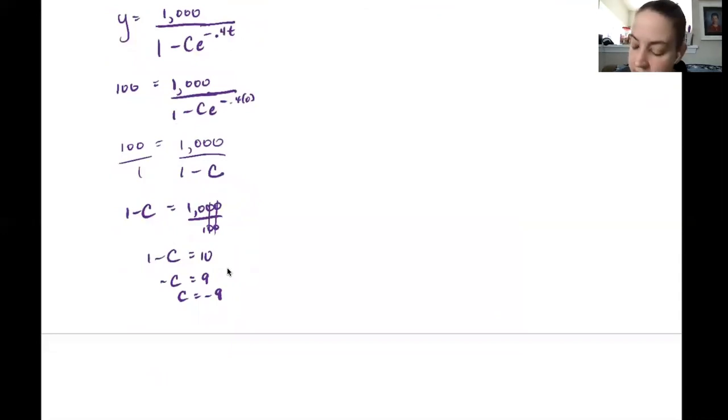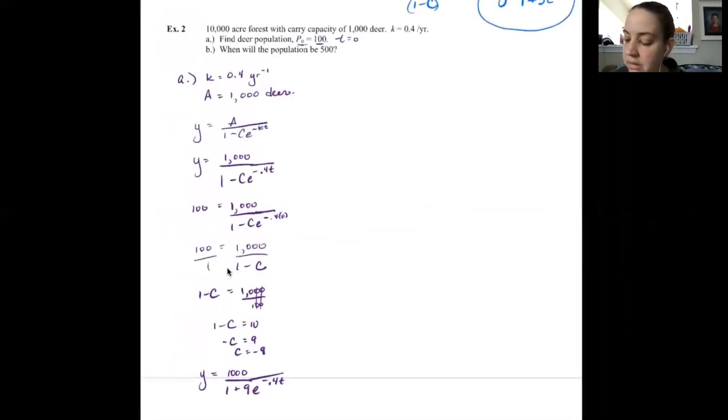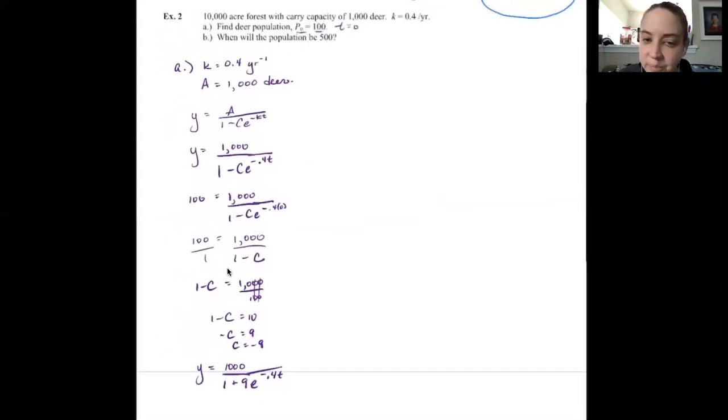So when we put this all together, y is equal to 1,000 over 1 plus 9 e to the negative 0.4 t. So that's my deer population at any time t, and that's not really asked very well in the question. Letter B, when will the population be 500? The other thing I think of with these is the PERT formula version 2.0. It's the same skill that you did in pre-calculus with these problems. You're just using a more complicated equation.